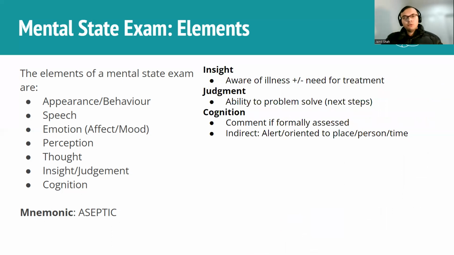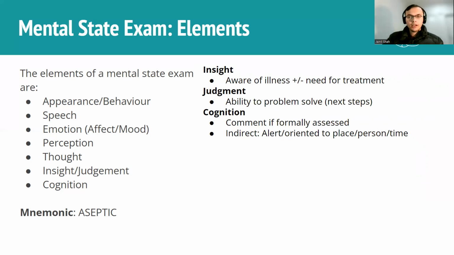And then we come to the final few bits: insight, judgment, and cognition. So insight is basically whether a person is aware of their illness. So if a person is expressing or showing signs of depression, right? And they're aware that they have depression.